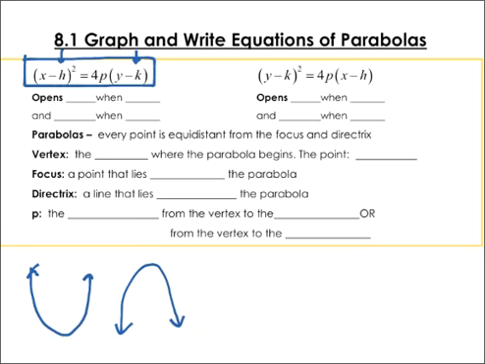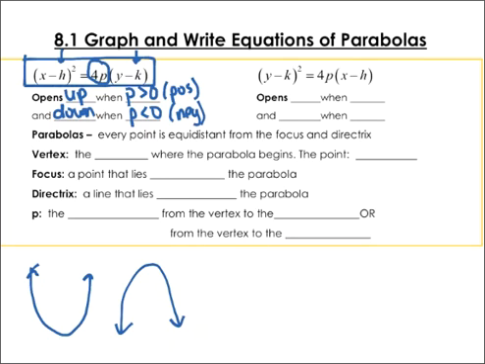When do they open up? When do they open down? We used to always talk about a. We don't have a anymore. We have this new thing right here, 4p. I don't care about the 4 right now. I'm just going to look at the p. So if the p is positive, it's going to open up. So the fancy way to say p is positive is p is greater than 0. If you would like to just write positive on your notes, go for it. If that p is negative, the parabola is going to open down. And again, the fancy way to write negative is p is less than 0.